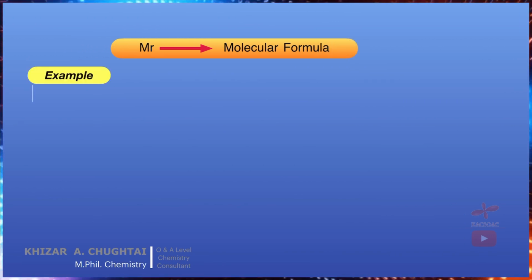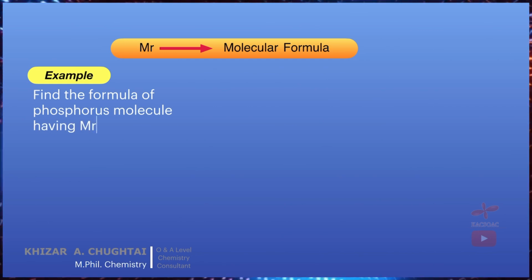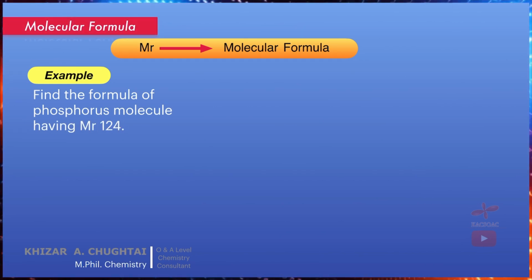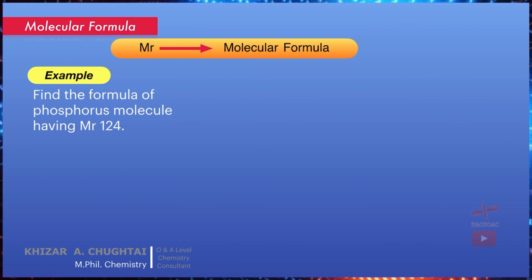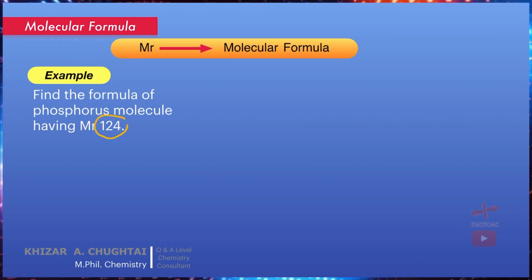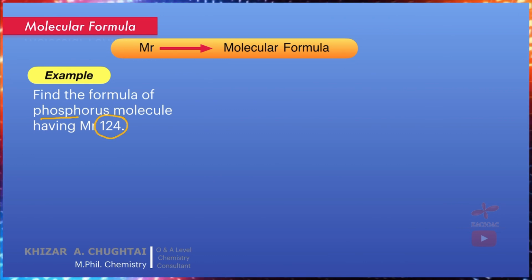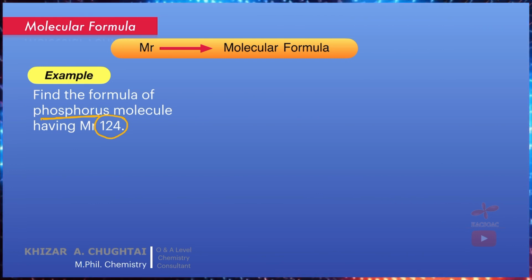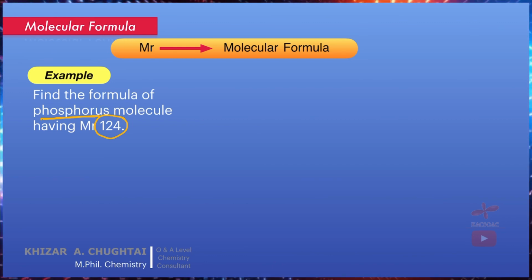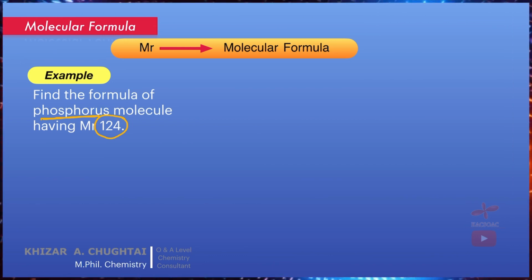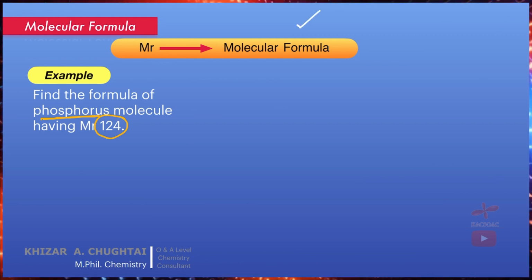We can also change MR into the molecular formula. For example, I have the simplest example over here. A molecule of phosphorus has MR 124. Phosphorus is an element and has a simple molecular structure, and its MR is equal to 124. Then what will be its overall molecular formula?